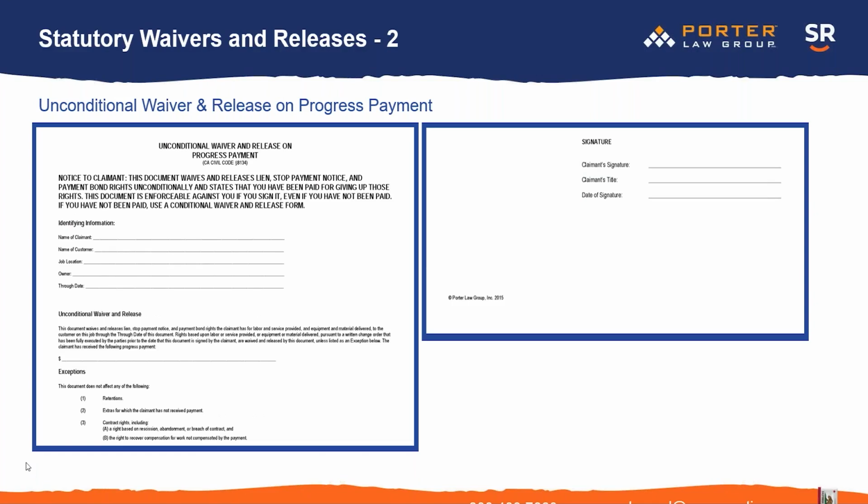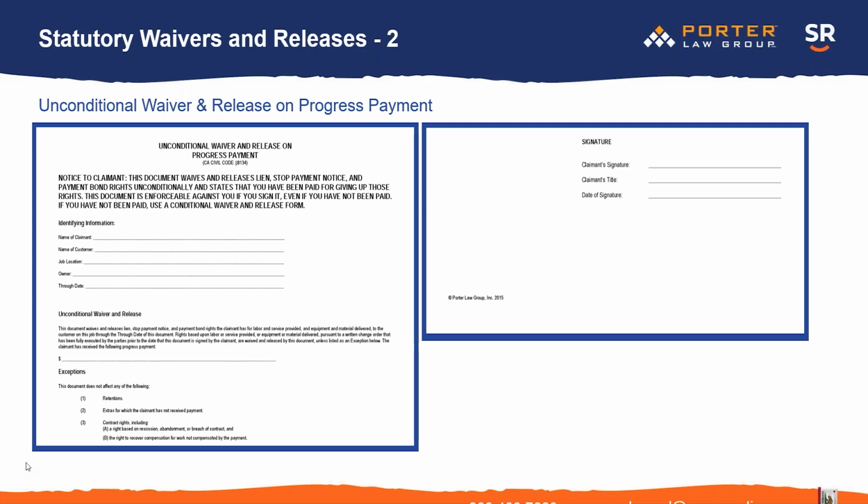So the next one is an unconditional waiver and release on progress payment. Basically, it's like the last one, but what it's saying is that the check has cleared the bank. So it's basically the same information. And then down there, it doesn't release any retentions, extras, contract rights, etc. So basically, the only difference is you're saying, oh, thank you, the check has now cleared the bank, and I will give this to you because now the condition has been satisfied. The check has cleared the bank.